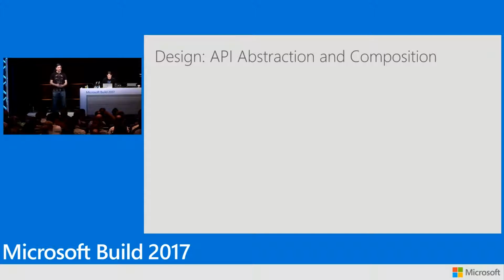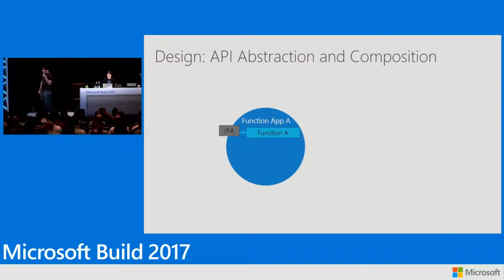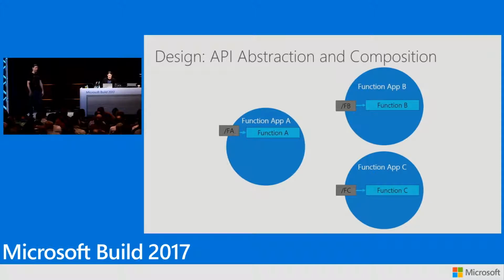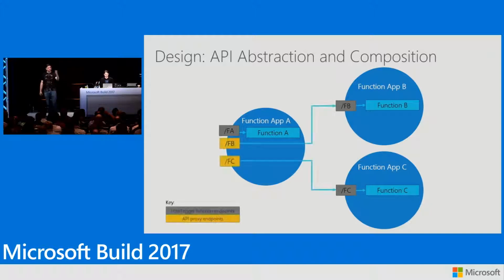Next, I want to talk you through API abstraction and composition. So let's say you have a function app. The function app exposes an HTTP endpoint on function A. Let's say you have an additional function app because you want to build a microservices architecture. You want to be able to compartmentalize your application. You want to have different teams do different things. So you have function A and function B that also expose an API. Now, you don't want the client to have to manage all of that. So with Azure Functions Proxies, you can expose a single API surface for your application.